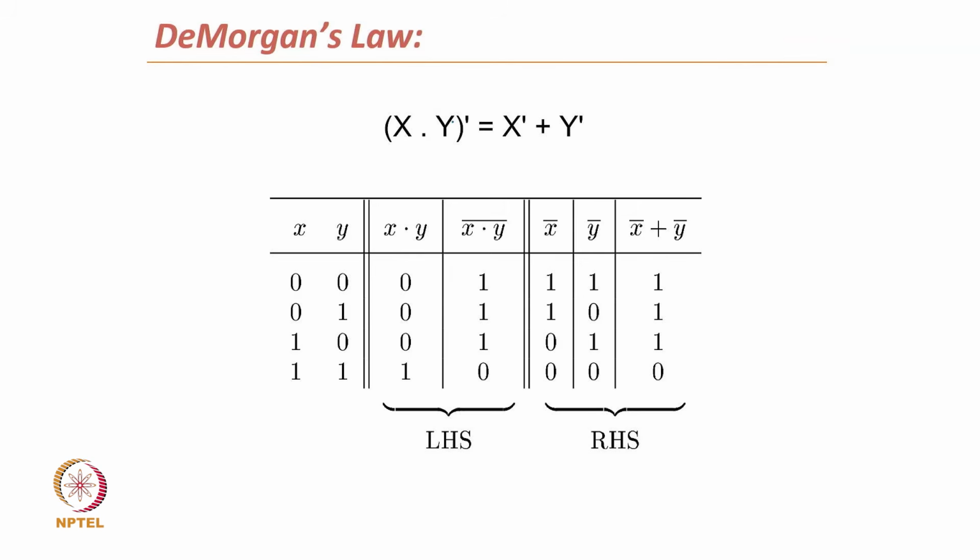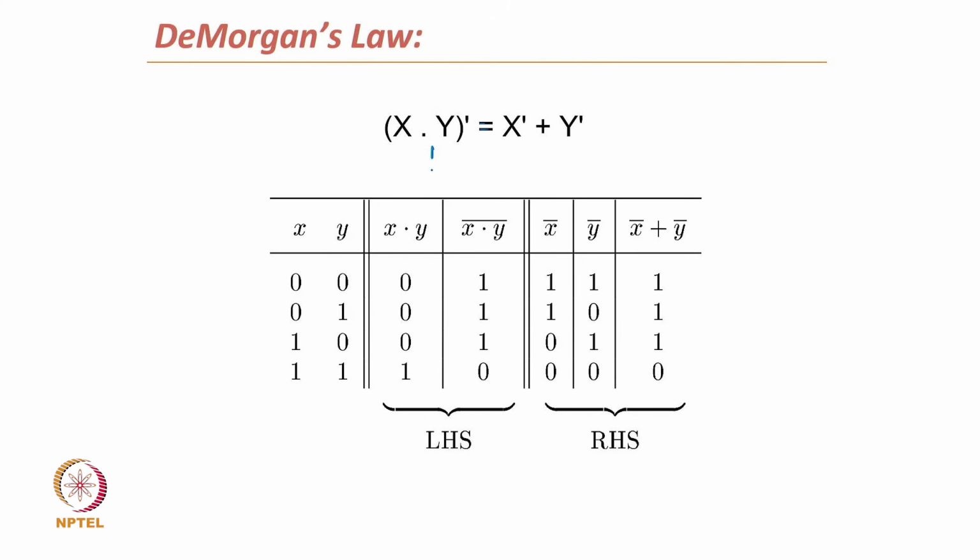We have (x . y) bar, and we are saying that this is equal to x bar plus y bar, with the individual bars. This we can prove using a truth table. In the truth table we have two variables x and y, and these are all possible combinations: 0 0, 0 1, 1 0, 1 1.